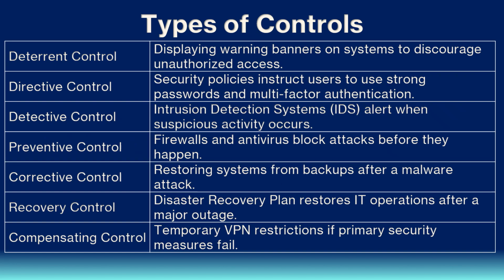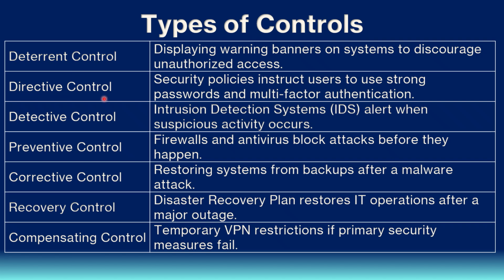Now, let's go through all the controls from an IT security perspective for your better understanding. So first we'll start with the deterrent control. In IT security, that means displaying warning banners on systems to discourage unauthorized access. Many times when you log into certain software, switches, or routers, you get a banner which says this system is proprietary. So that's kind of a deterrent control.